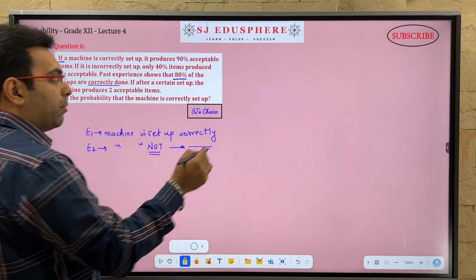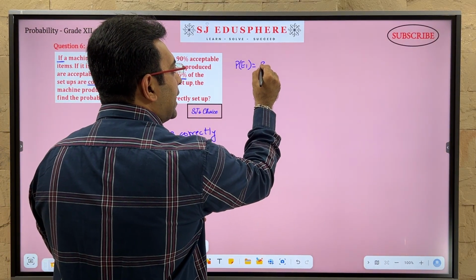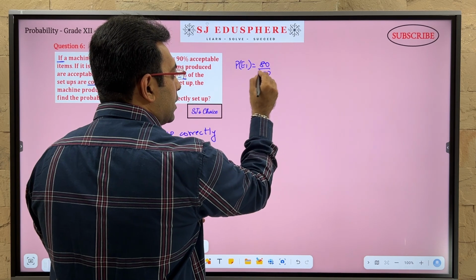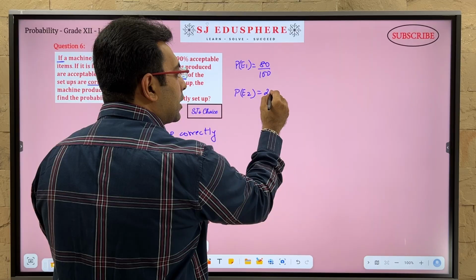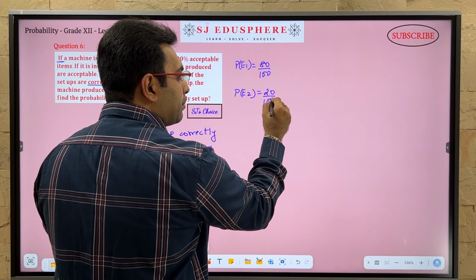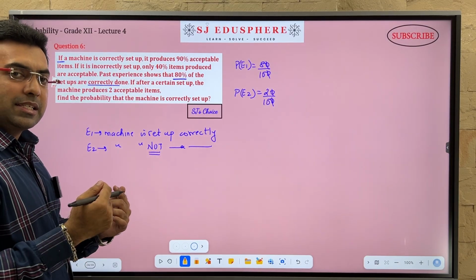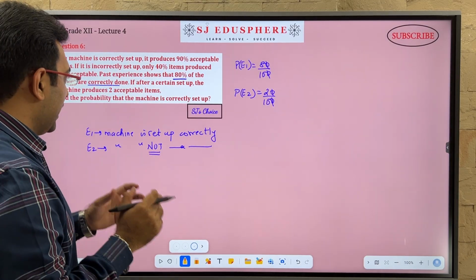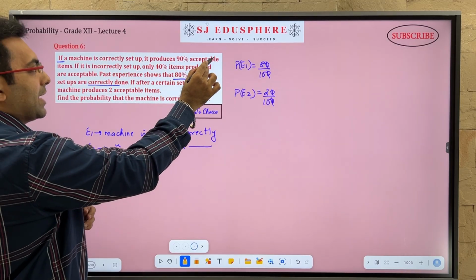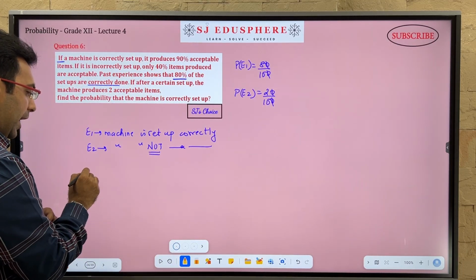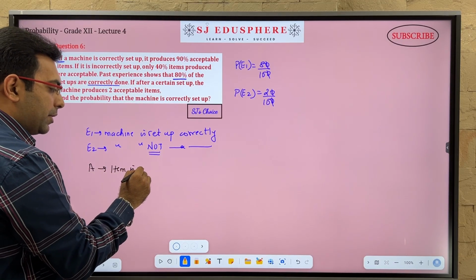Now, probability of the setup being correct is 80% and probability of setup is not correct is 20%. I'm cancelling the 0, I'm not cancelling the 10, easier for calculation. Next, if the machine setup is correct, it produces acceptable items. So A is item is accepted.